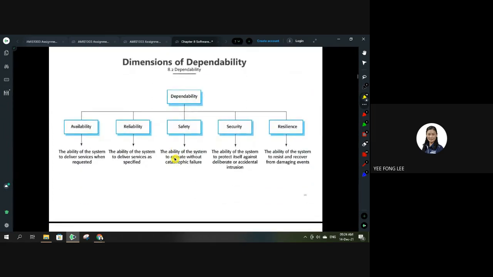Dimensions. Look at the diagram here. The dependability properties can be broken down into several simple properties: 1, 2, 3, 4, 5. Availability, reliability, safety, security, and resilience. Look at the explanations here.